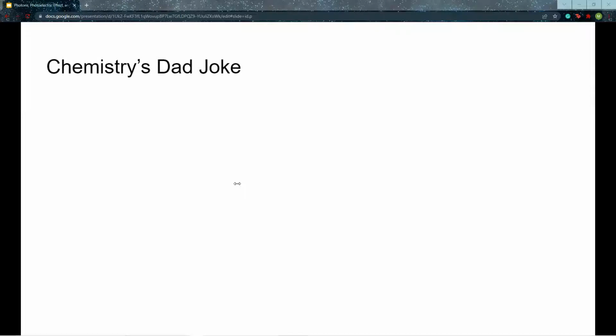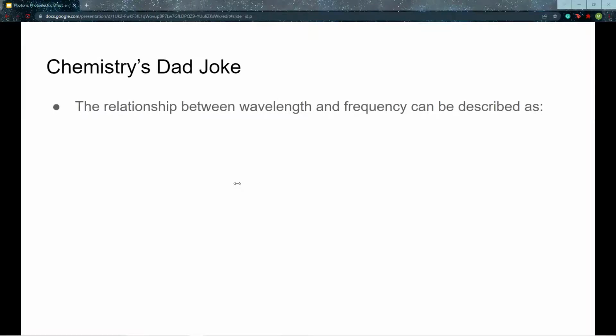Finally, we'll get to the first of a few dad jokes in chemistry. Don't worry, you'll learn this stuff on this slide too. So here we go. The relationship between frequency and wavelength can be described as nu equals c over lambda, where nu is the frequency, c is the speed of light, and lambda is the wavelength.